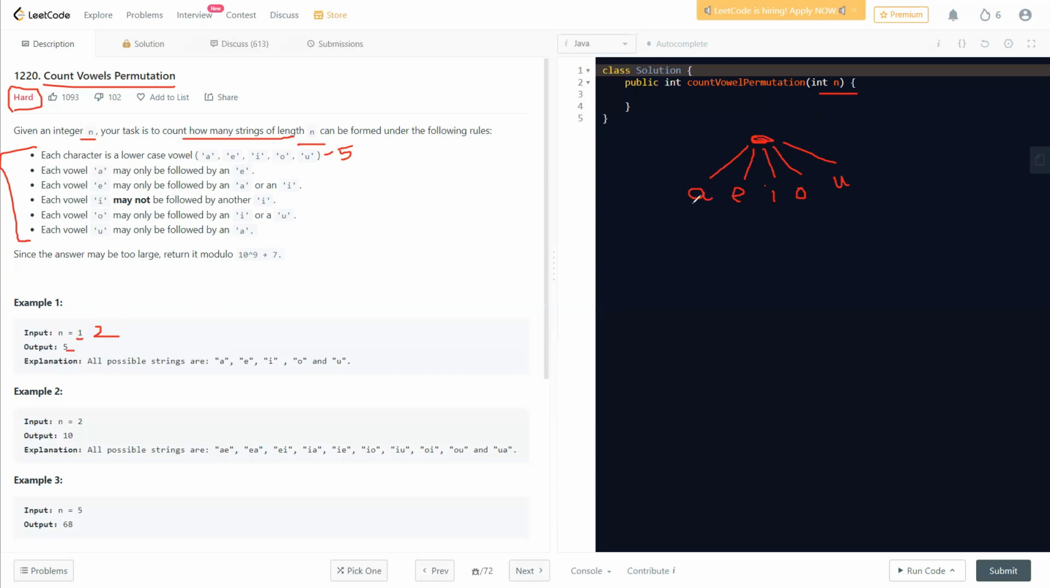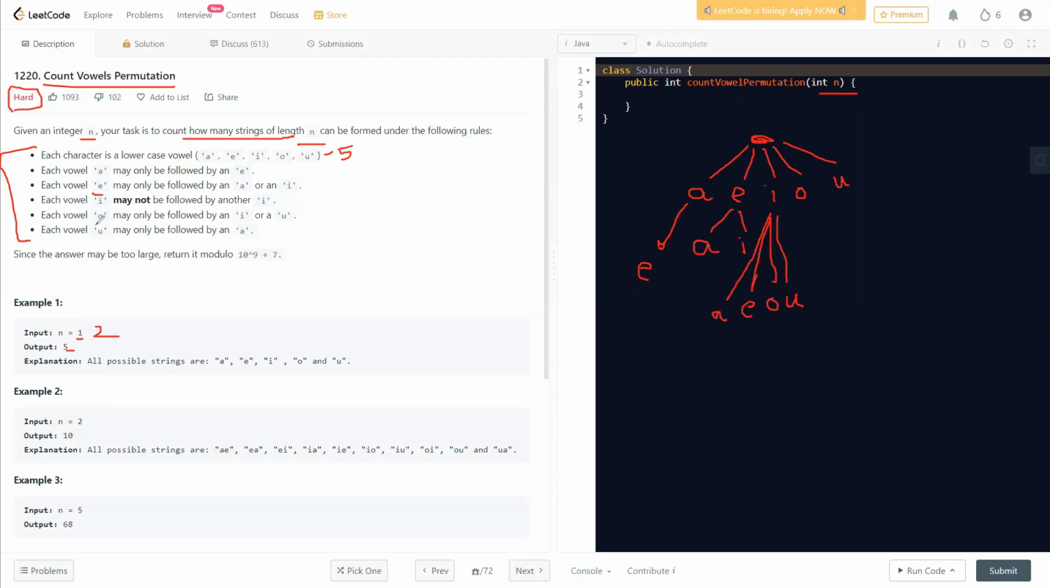What can it be? After A, what can it follow? A may be followed by an E. So after A, the next character will be an E, and we cannot go ahead with any other character, only a single character, that is an E. Further, after E, it should only be an A or an I. Then after I, it may not be an I, so if it's not an I, then there are 4 options to us, right?